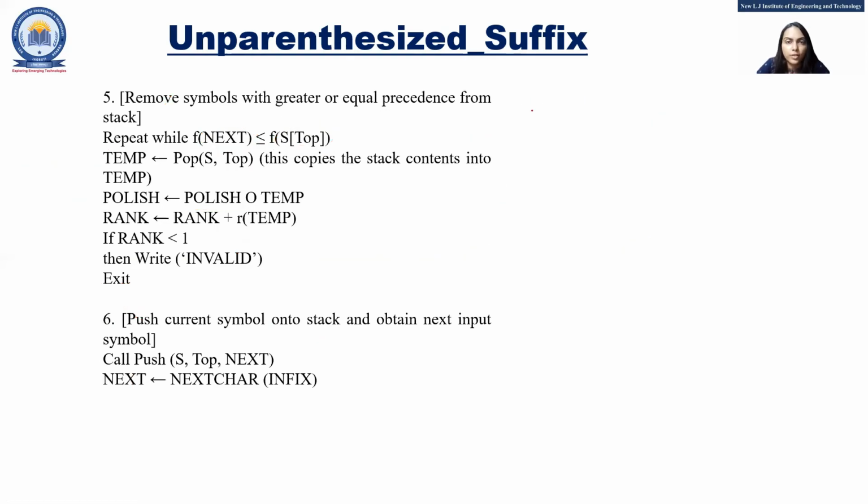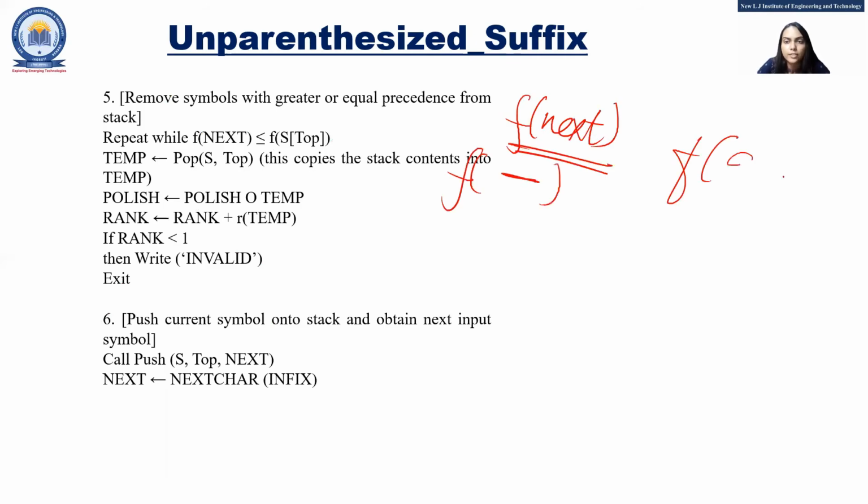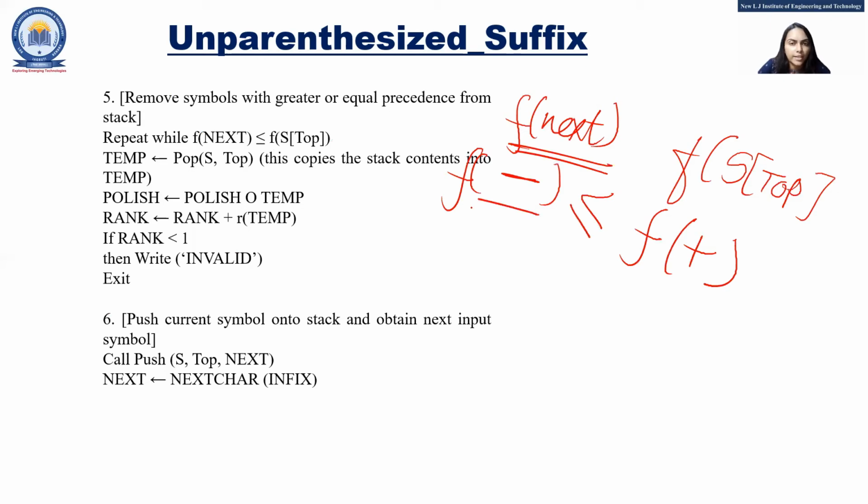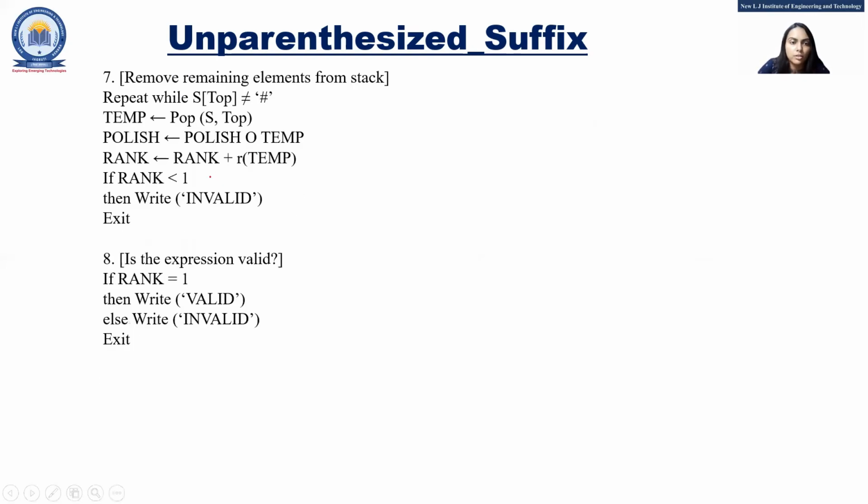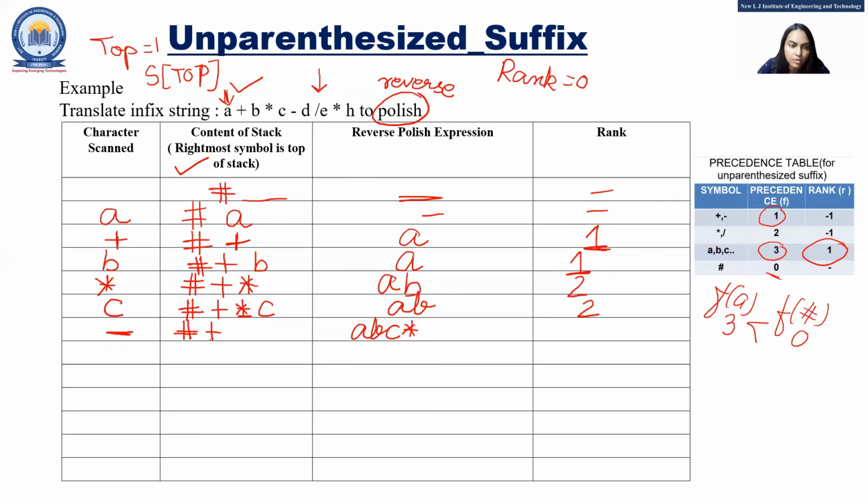f of next. What is f of next, students? In next, currently we have minus. So f of minus, and at f of S of top, what do we have? We have f of plus. So the precedence of minus is less than or equal to f of plus, so both precedence is 1. So we can say yes, it is equal. Can you see this equal to sign? Yes. In that case, we have to pop whatever is on the top of the stack. What is on the top of the stack? Plus. So that is also popped and it will be over here.